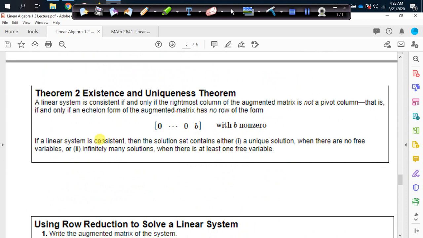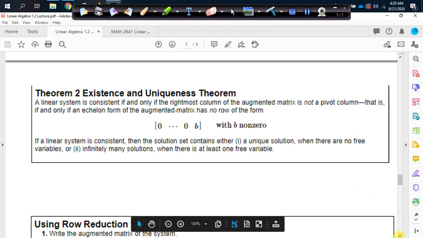Okay, so Theorem 2 is the existence and uniqueness theorem. A linear system is consistent if and only if the rightmost column of the augmented matrix is not a pivot column. That is, if and only if an echelon form of the augmented matrix has no row of this form. So if you have a row where it's all zeros and then a non-zero number, that means it's inconsistent. If a linear system is consistent, then the solution set contains either a unique solution when there are no free variables, or infinitely many solutions when there is at least one free variable. So you need to remember how this goes.